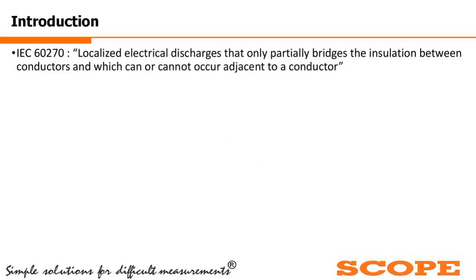So as per IEC 60270, partial discharge is known as the localized electrical discharge that only partially bridges the insulation between conductors and which can or cannot occur adjacent to a conductor. So it is a partial bridging of the gap, or the breakdown of the insulation. As the term itself says, partial discharge is not the full discharge, and as it is partial, it is not a continuous phenomenon.